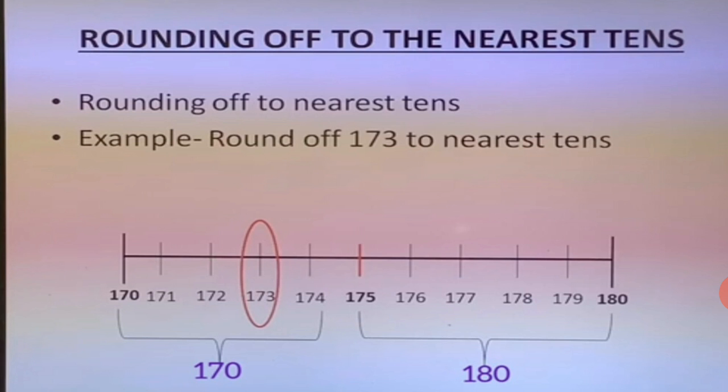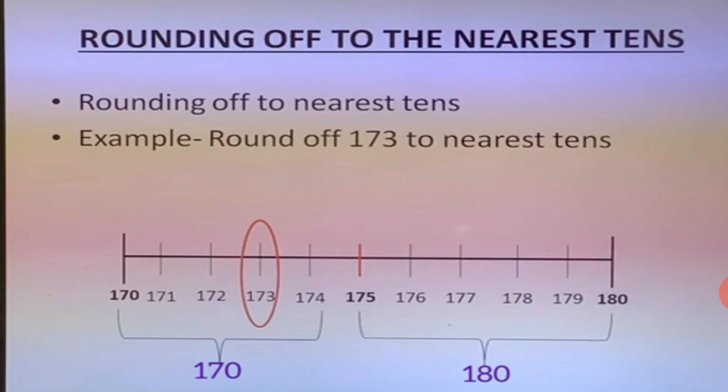Now, rounding off to the nearest tens. So now we are rounding off a number by the number line. Rounding off to the nearest 10. Example: round off 173 to the nearest 10. Now here the number is 173 and we have to round off this number at tens place.